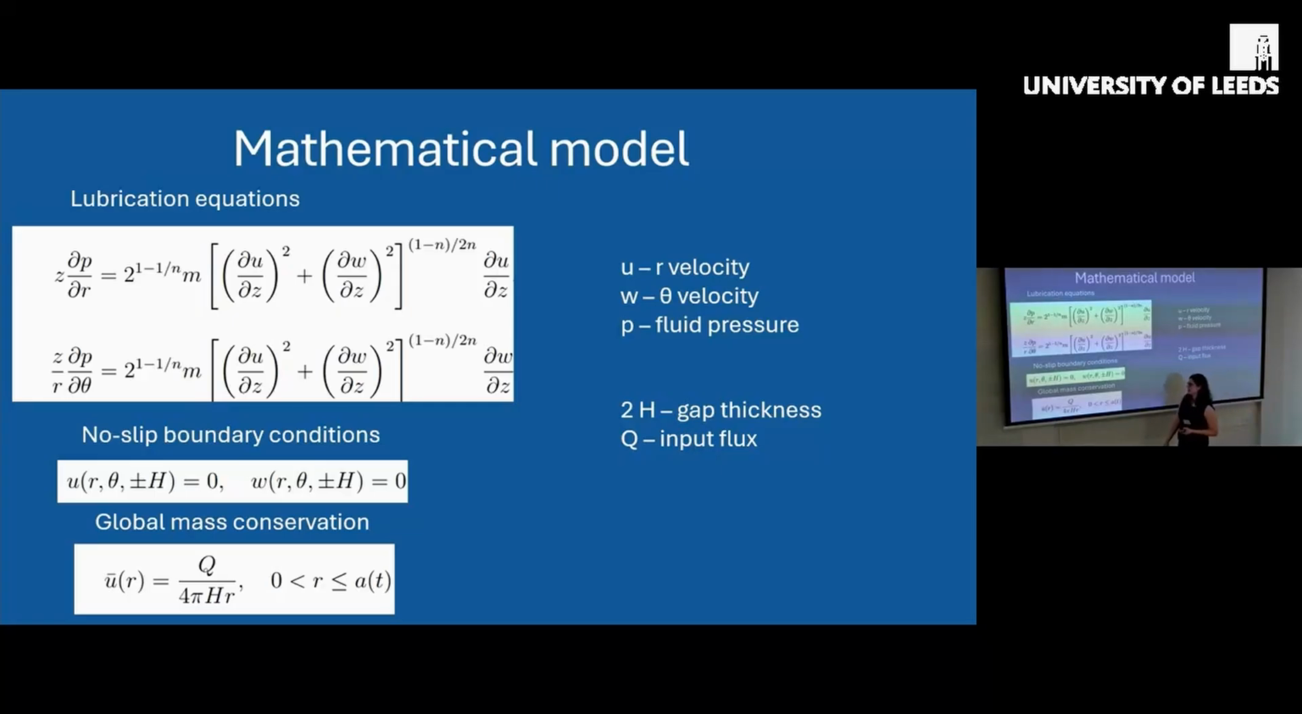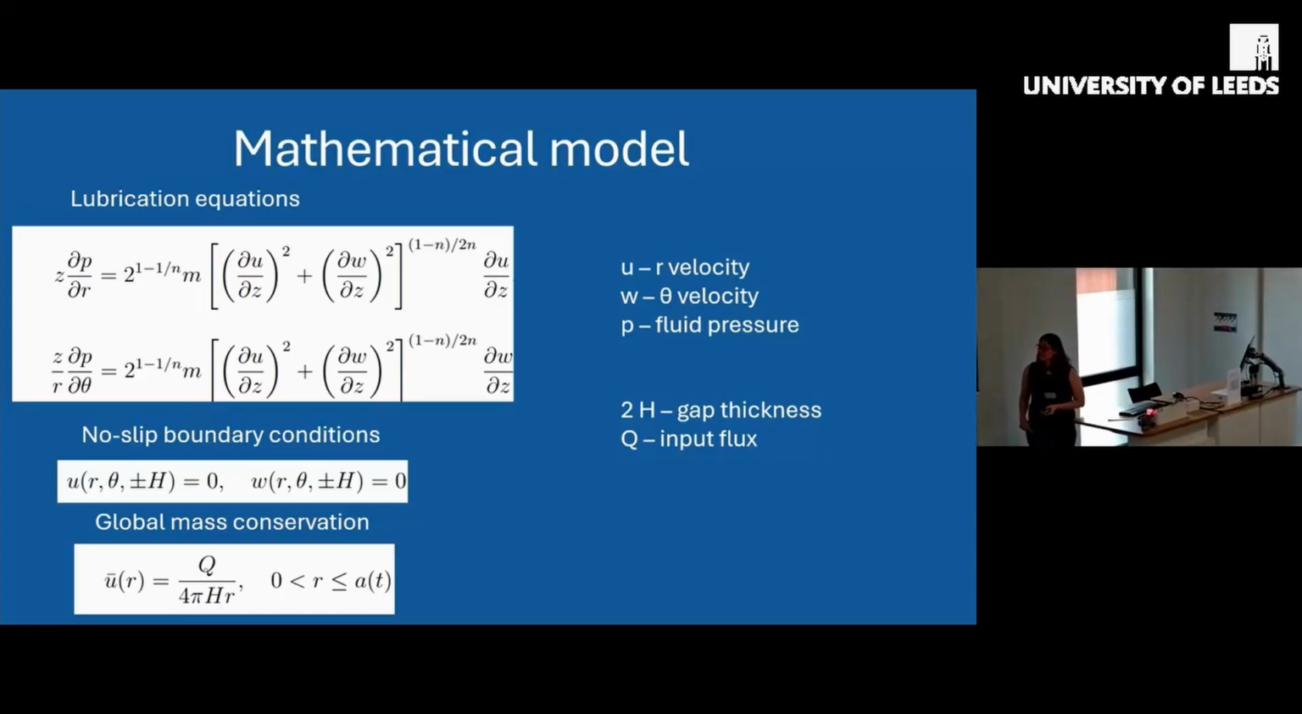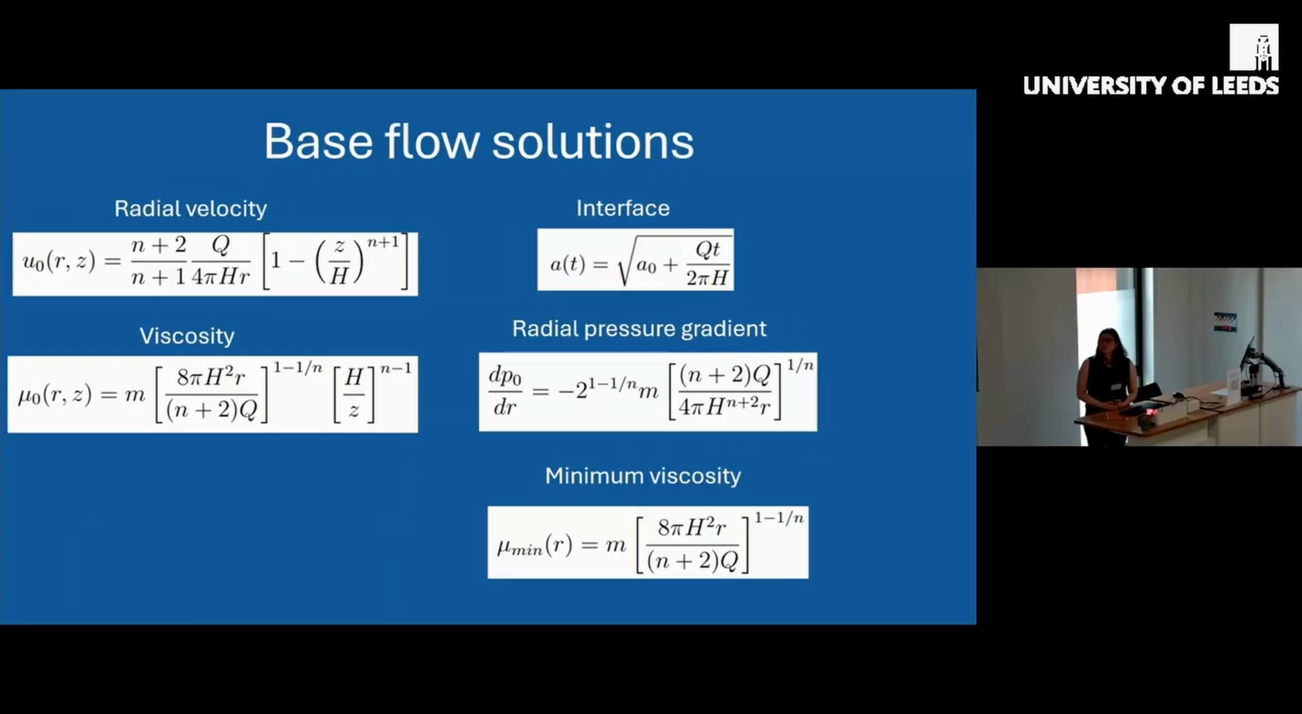So U bar here is just the average radial velocity across the depth. That is related to the flux at which we inject the fluid. I'm not going to solve these, but it would be of interest to solve the full set of equations numerically at some point. But I just want to get out the most basic information possible so that I can compare these things to experimental results. So what I'm going to do is perform a linear stability analysis.